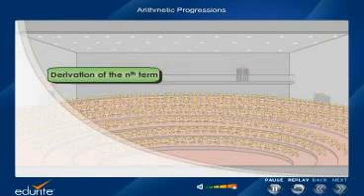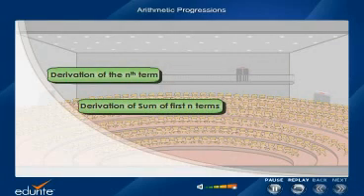Derivation of the nth term. Derivation of sum of first n terms.